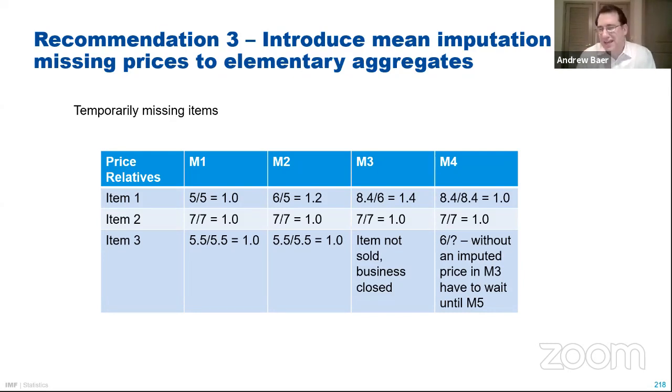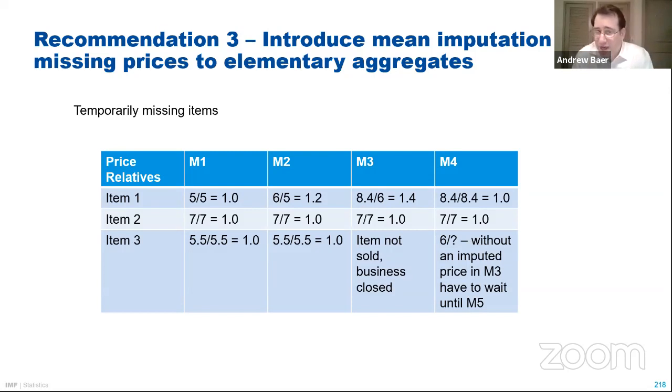Because we don't really know anything about what happened with this item in period 3. We know that it wasn't sold. So to say that we know that there was no price change for the item is actually not correct. What actually happened is that the item did not exist in the market. So we want to calculate our index using only items 1 and 2.